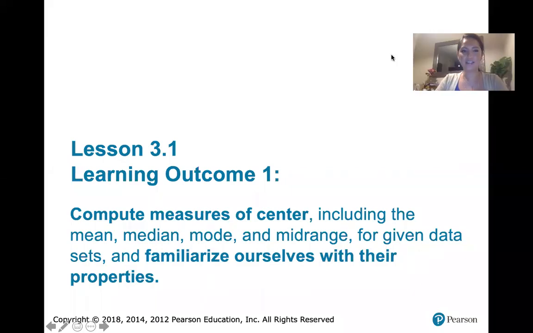In this video, we discuss learning outcome number 1, which is all about computing 4 measures of center. Specifically, we're going to look at the mean, the median, the mode, and the mid-range for given data sets, and we're going to familiarize ourselves with the properties of these measures of center.